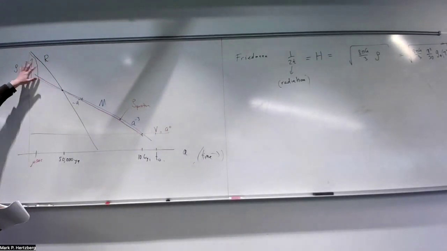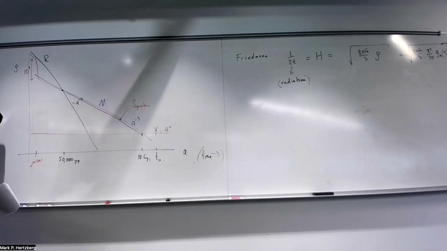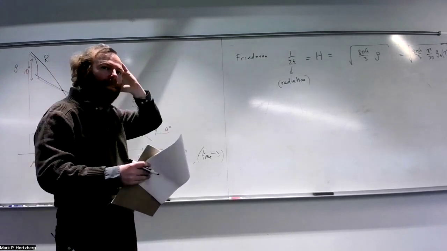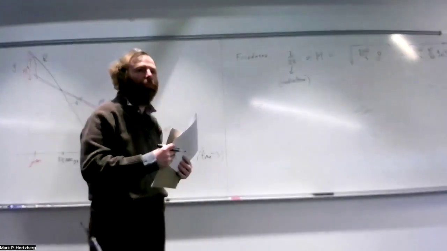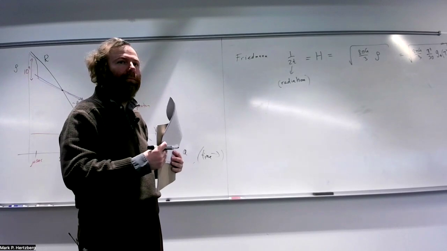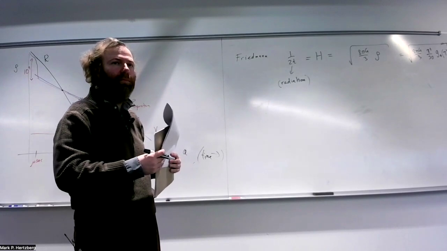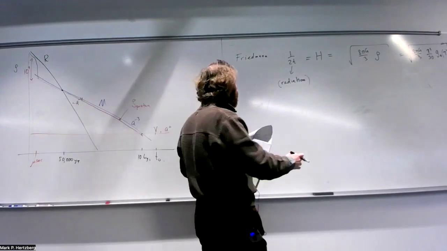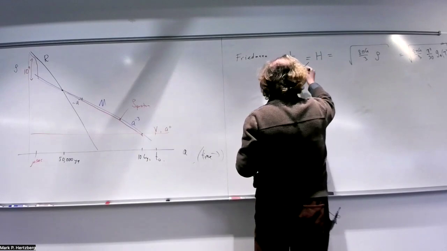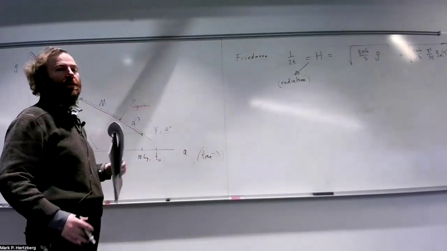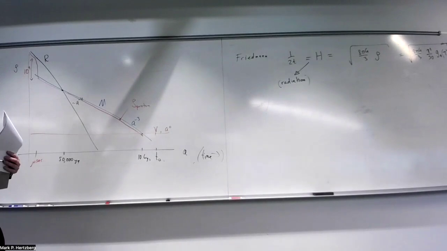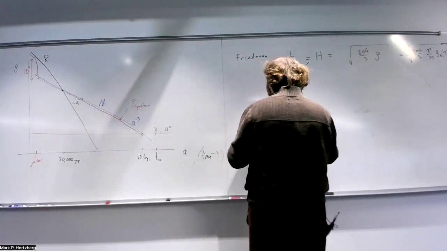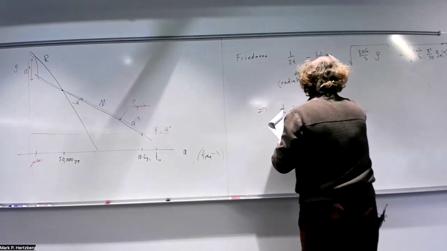That's right. We're in the radiation era. I'm saying H equals 1 over 2t in a radiation era. Yeah. All right, so if I solve for t then, I mean time, okay, that's very simple.